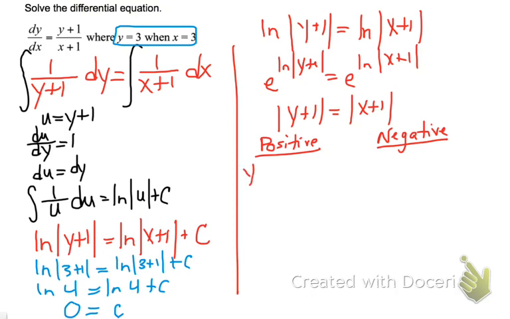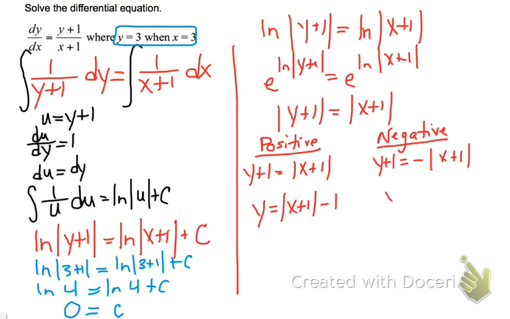So the positive case being where y plus 1 is equal to the right side of the equation as it is, the negative case being where y plus 1 is equal to the negative of the absolute value of x plus 1. And then solving for y, we end up with two solutions. y is equal to the absolute value of x plus 1 minus 1, and y is equal to the negative absolute value of x plus 1, minus 1. So one of these two is potentially the solution.